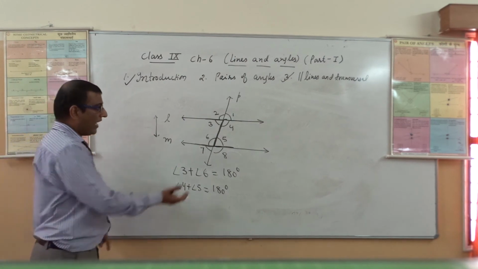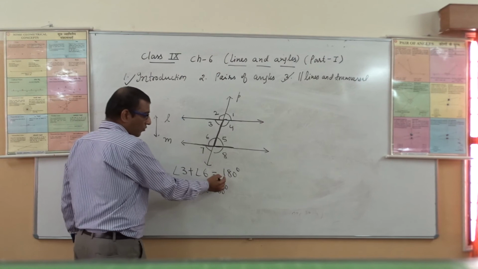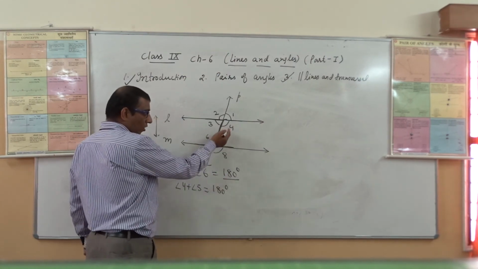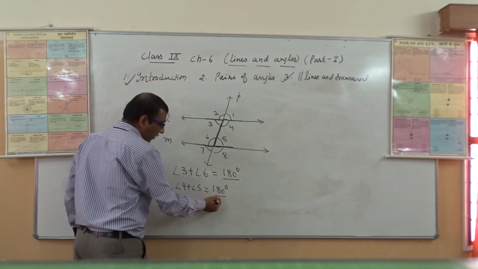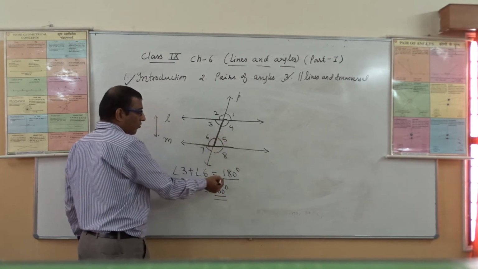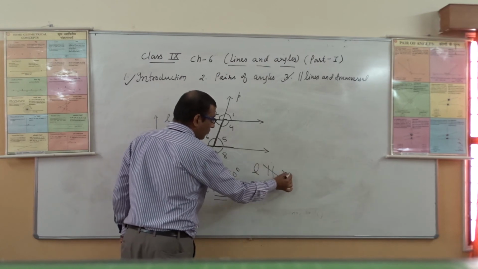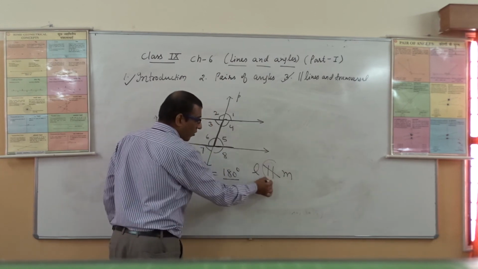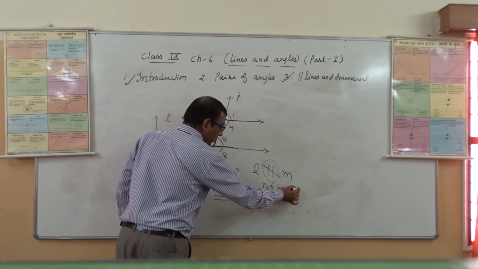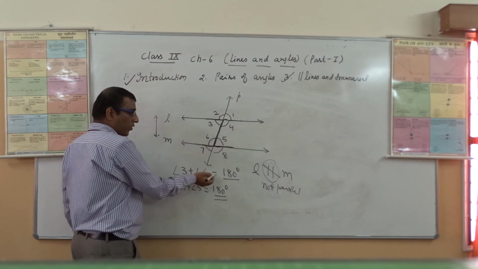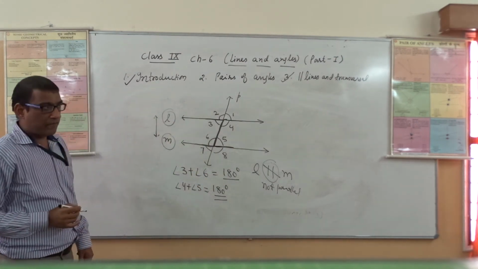So either you add 3 and 6, which lie on the left hand side of the transversal line, and their sum should be 180 degrees, or if we add these two angles 4 and 5, their sum should also be 180 degrees. If their sum is not equal to 180 degrees, it means we can say L is not parallel to M. This is the symbol of not parallel. And if the sum of these two angles is equal to 180 degrees, it means L is parallel to M.